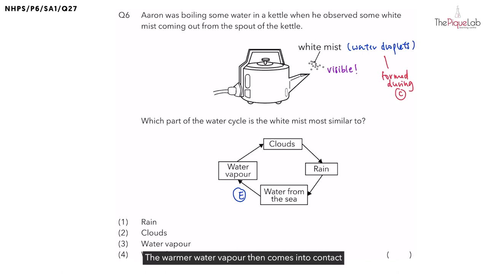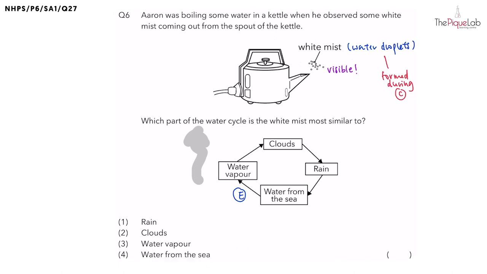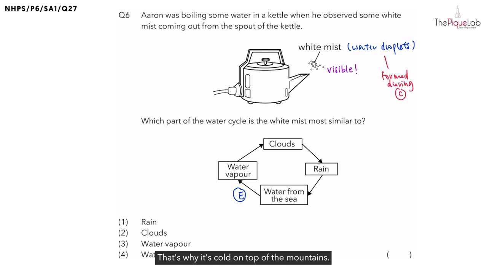The warmer water vapor then comes into contact with the surrounding air. Since the water vapor is rising, what can we say about the temperature of the surrounding air? Is it warmer or cooler than the water vapor? It is cooler, since the higher above the ground, the colder it gets. That's why it's cold on top of the mountains. So, would the warmer water vapor gain heat or lose heat to the surrounding air? It loses heat. And what process takes place this time? Condensation. And during condensation, what does the water vapor become? It becomes tiny water droplets, which is the clouds in the sky.